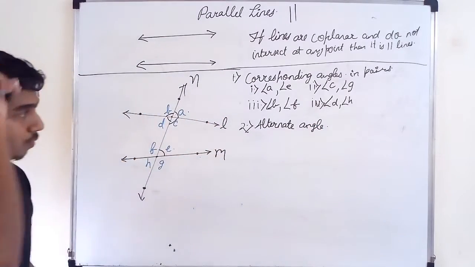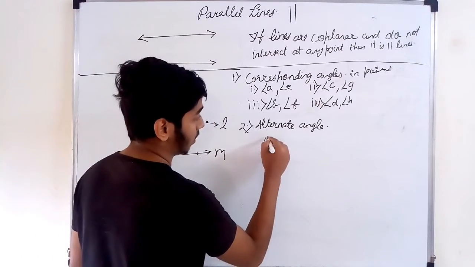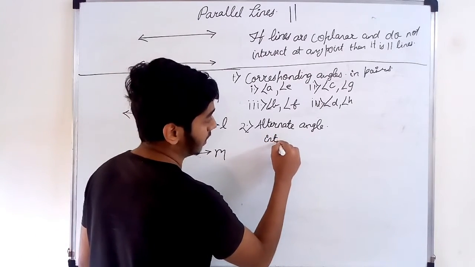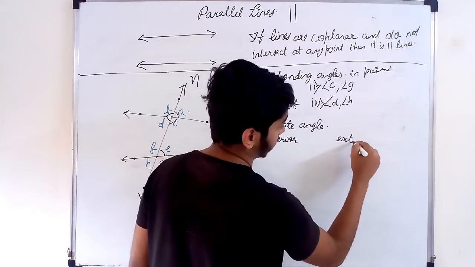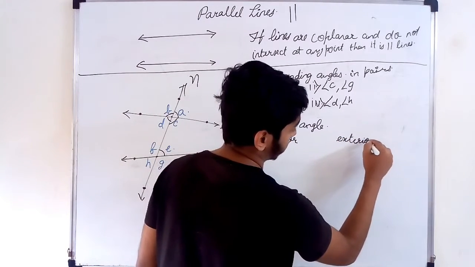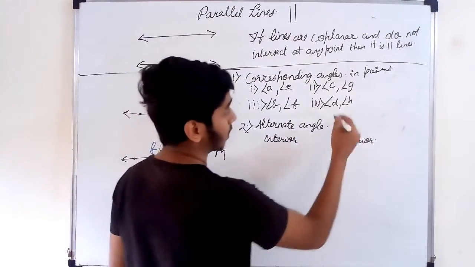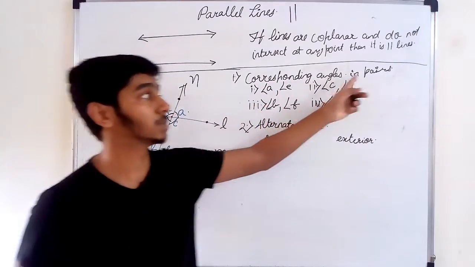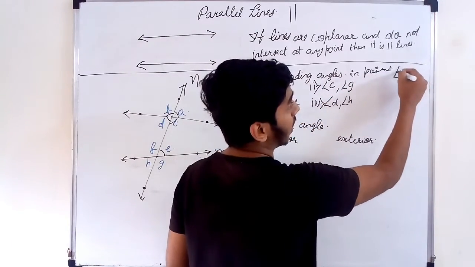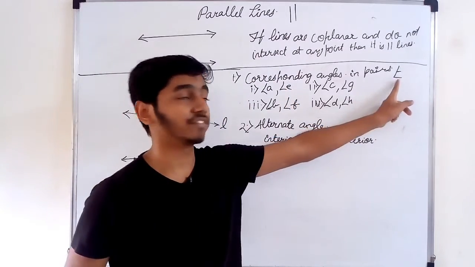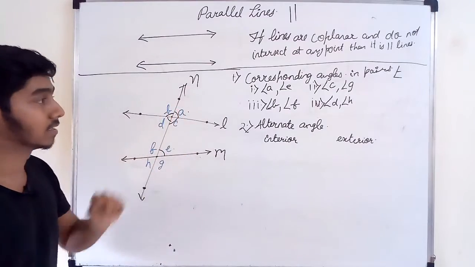Okay, so alternate angle, there are two types in this: interior and exterior alternate angle. Now see, you should remember corresponding angle. For corresponding angle, you should know that it forms like this, ulta F. Okay, ulta F, like this, and this angle.